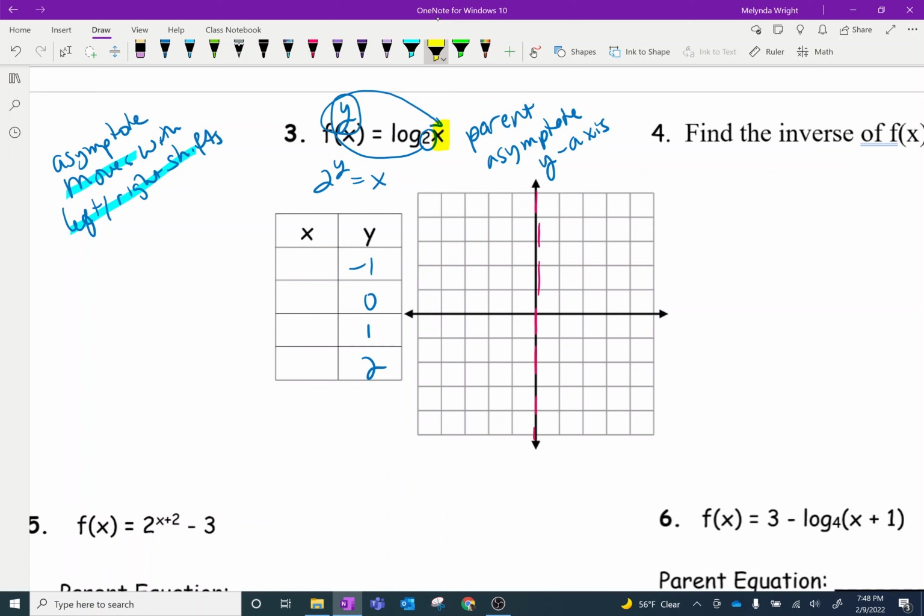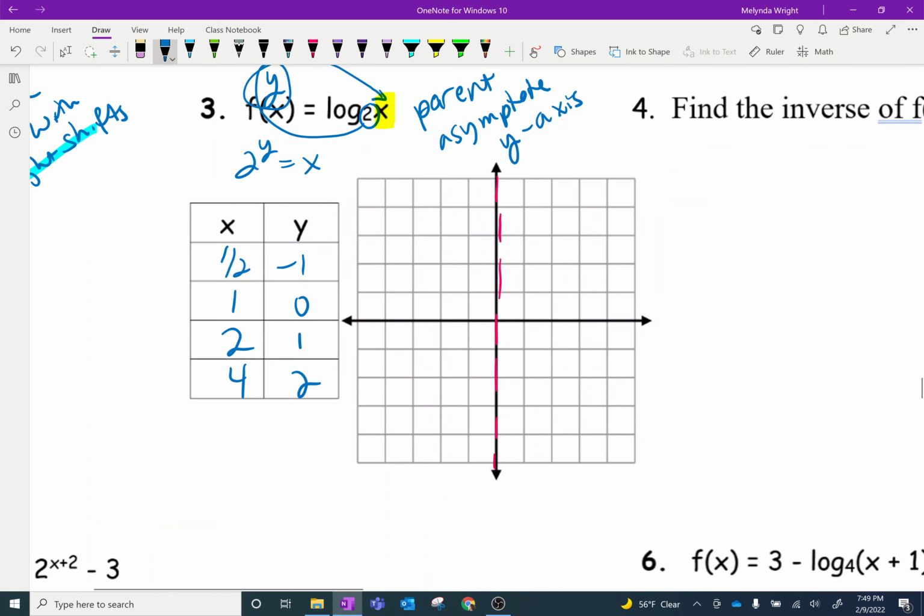So 2 to the -1 is 1/2. 2 to the 0 is 1. 2 to the 1 is 2. 2 squared is 4. Okay, so let's plot these points. So we have 1/2, -1, 1, 0, 2, 1, and 4, 2. Okay, so it goes kind of like that. All right, so there's our parent logarithm.